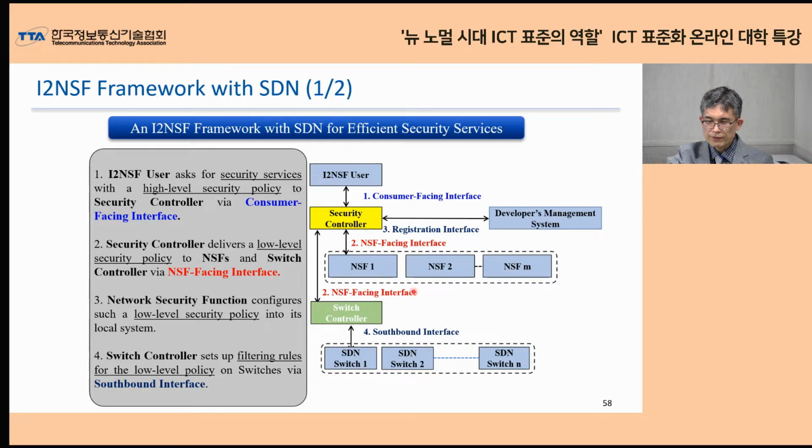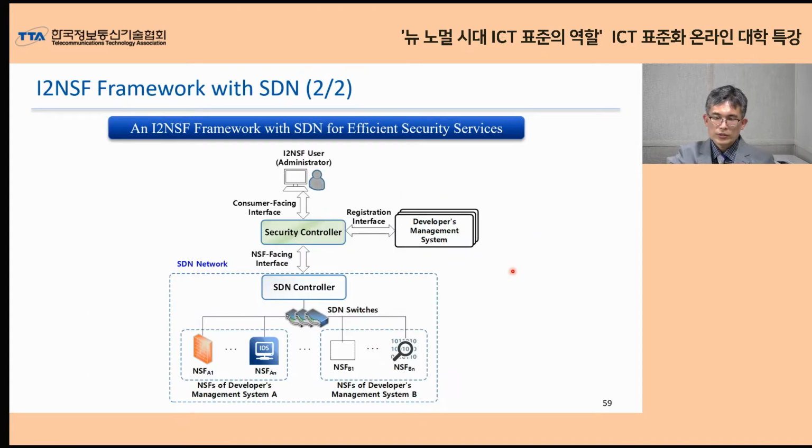In that case, the NSF-facing interface is used. And more complicated firewall or DPI security services can be configured using this NSF-facing interface with the firewall, web filter, DPI, etc. So this is another aspect of the I2NSF framework with SDN. The simple filtering service can be done by SDN switches. More complicated filtering or firewall service can be done by NSFs.